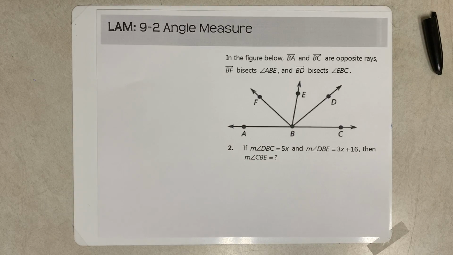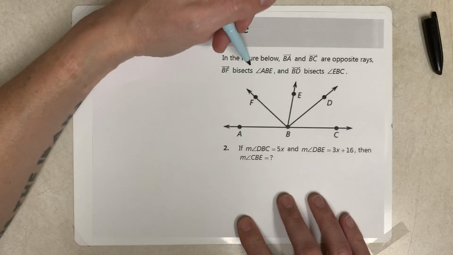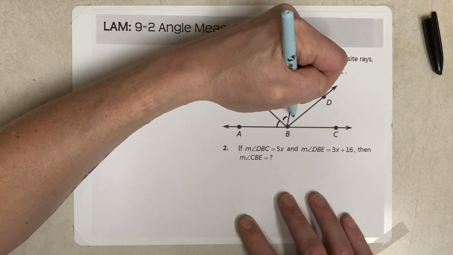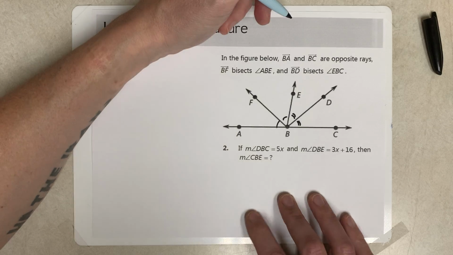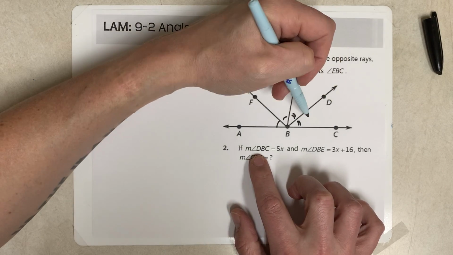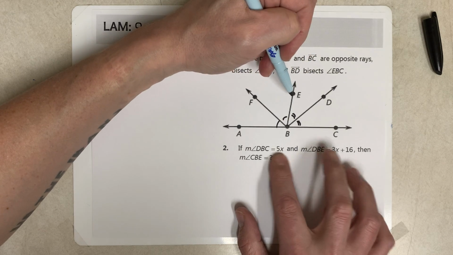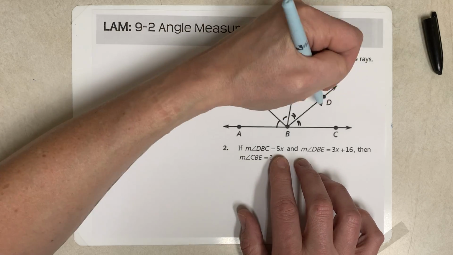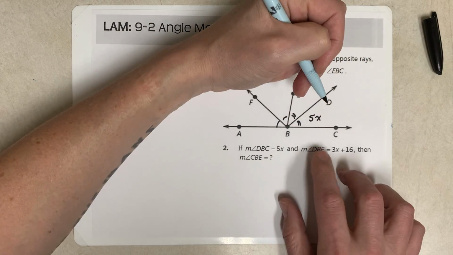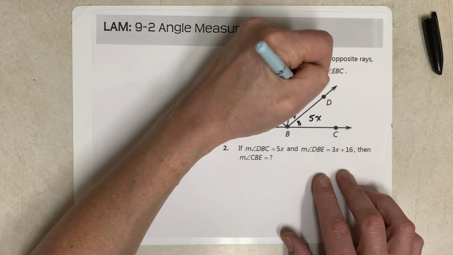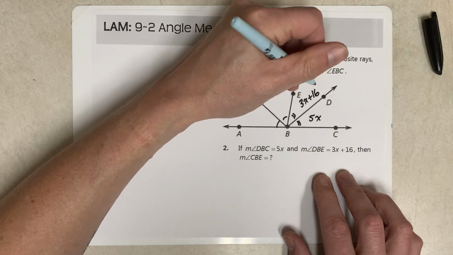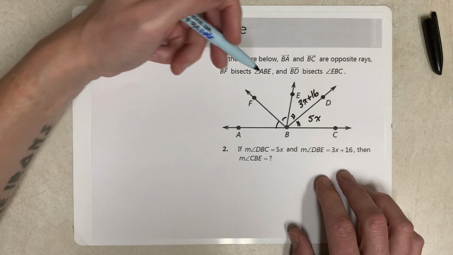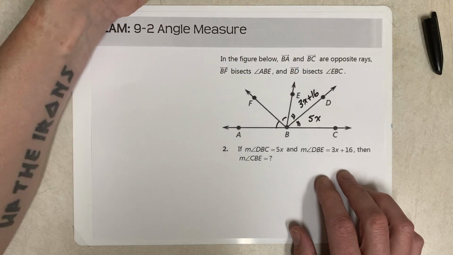Okay, this one says it's the same figure, same diagram, and so all of this is the same. So basically this angle is congruent to this one, and this one is congruent to this one again. This time it says if DBC is 5x and DBE is 3x plus 16, then what's the measure of CBE? So DBC is 5x, DBE is 3x plus 16, and technically I should put these in parentheses with the little degree symbol. It's okay if I don't, but technically you would see parentheses with a little degree symbol.